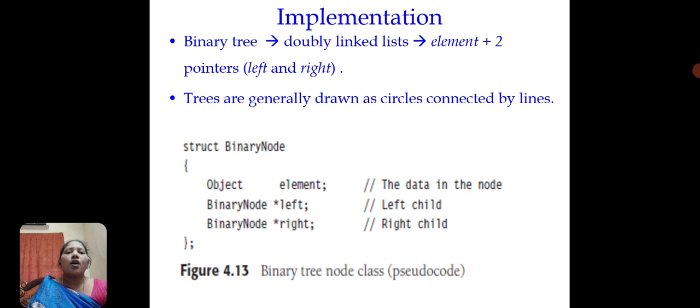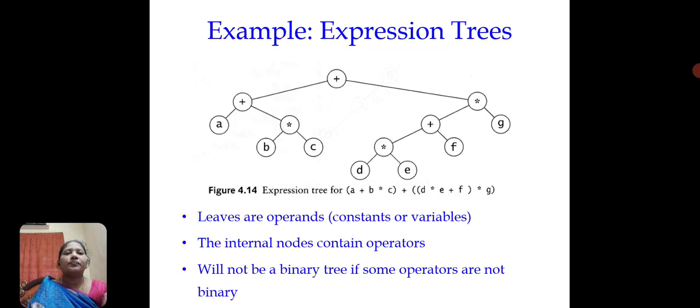Next we will see how to implement this binary tree in a doubly linked list. As we have seen in the structure of a tree node, here also you will have one element and two pointers. One refers to the left subtree and the other refers to the right subtree, or you can call them the root element, left child, and right child. Trees are usually drawn as circles connected by edges or lines, so that you can connect a root node with its children.